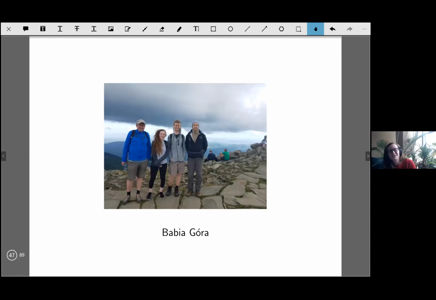Okay, so to slow myself down, and because I've heard that you always have to put a joke in the talk, and I couldn't think of a joke, here's a picture of all of us at Bobby Agora in Poland. On the left, Tomek, myself, and James, and Bartek.